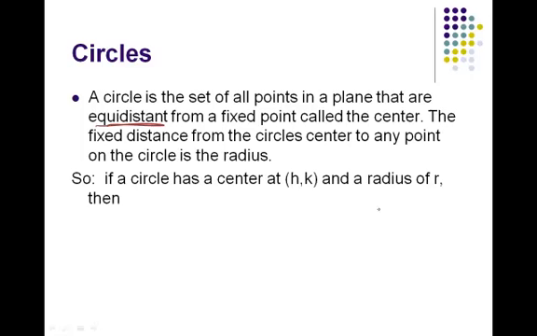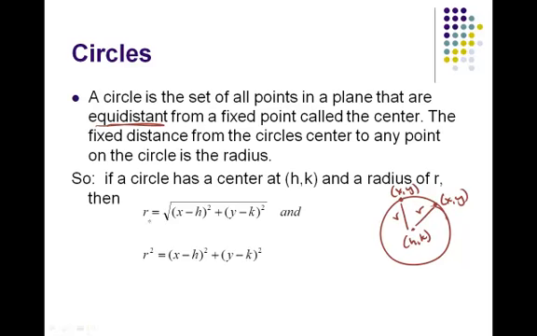So, if a circle has a center at some point h, k, and the radius, or the distance, from h, k to any x, y point on the circle is a constant, then we can say that the radius equals that distance from any x, y to h, k, and r squared equals x minus h squared plus y minus k squared.